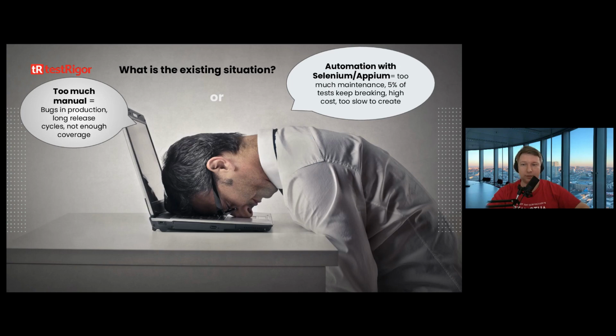And if there are not many automated tests, then it basically means that you can't retest everything: bugs in production, longer cycles, and so on and so forth. And even with existing automation, it's a gigantic amount of maintenance. 5% of all tests always break, very high costs, and too slow to create.